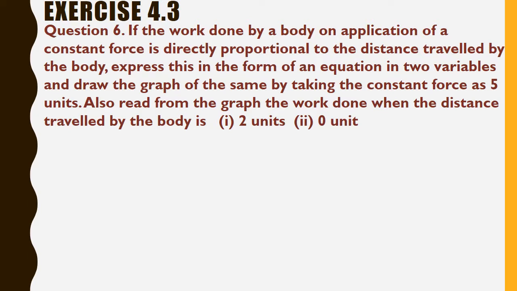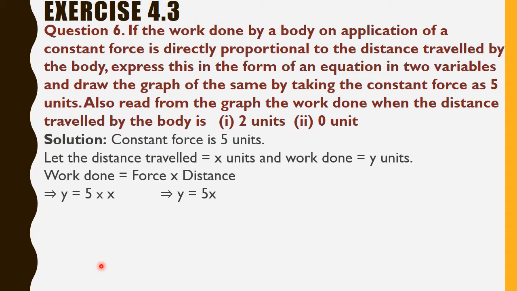Question number 6. If the work done by a body on application of a constant force is directly proportional to the distance traveled by the body, express this in the form of an equation in two variables and draw the graph of the same by taking the constant force as 5 units. Also read from the graph the work done when the distance traveled by the body is 2 units and 0 units.